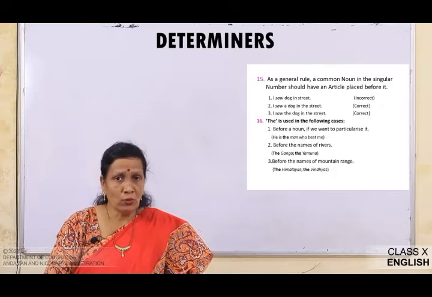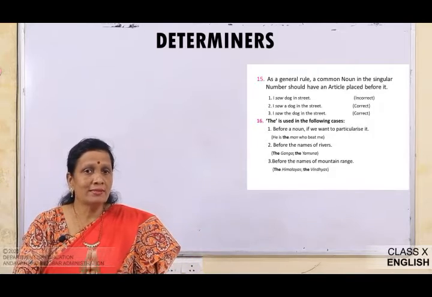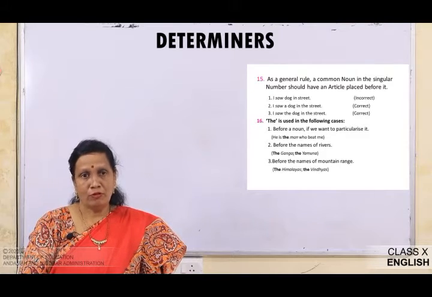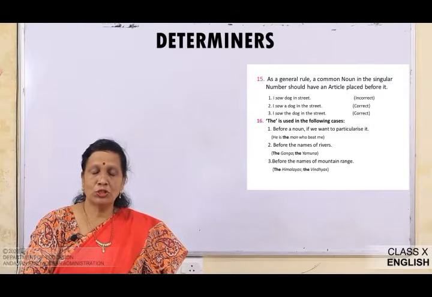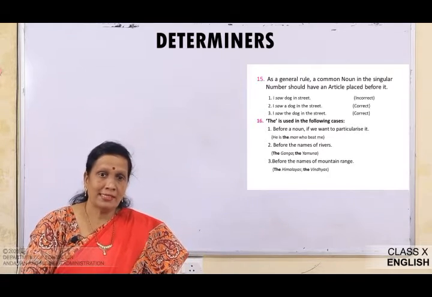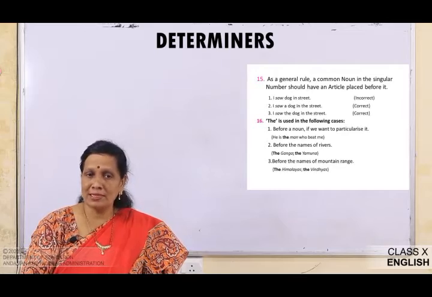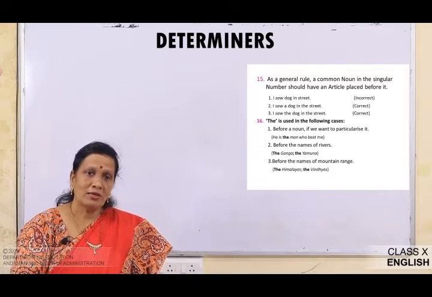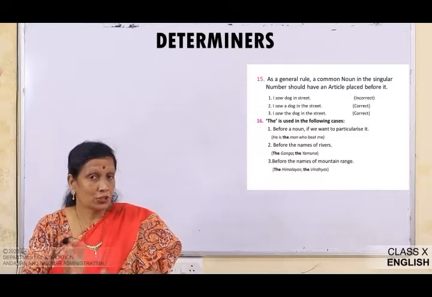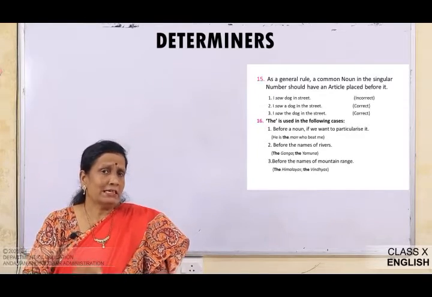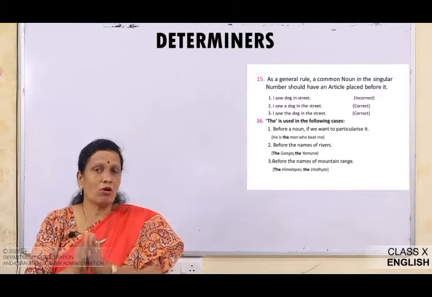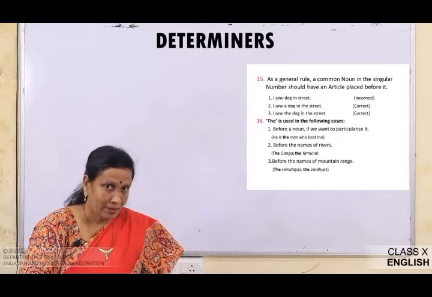So, as a general rule, a common noun in the singular number should have an article placed before it. For example, "I saw dog in street." This is not correct. "I saw a dog in the street," that is correct. And you can also say, "I saw the dog in the street." Okay? We use the article the when we talk about specific or particular things.